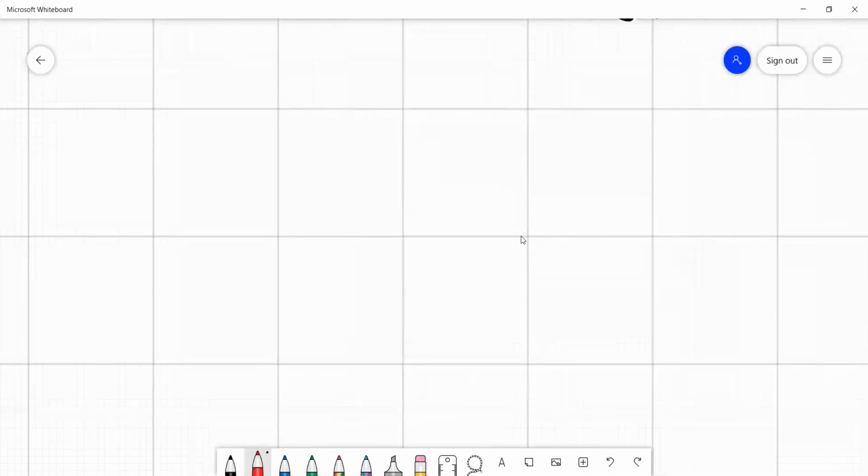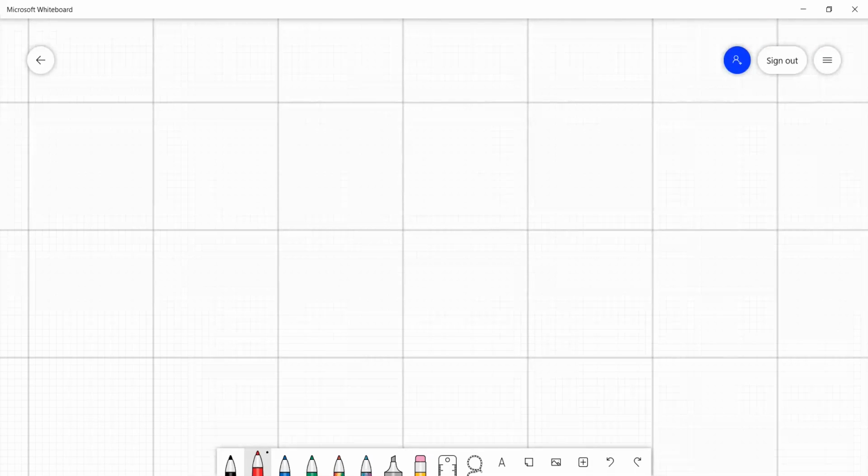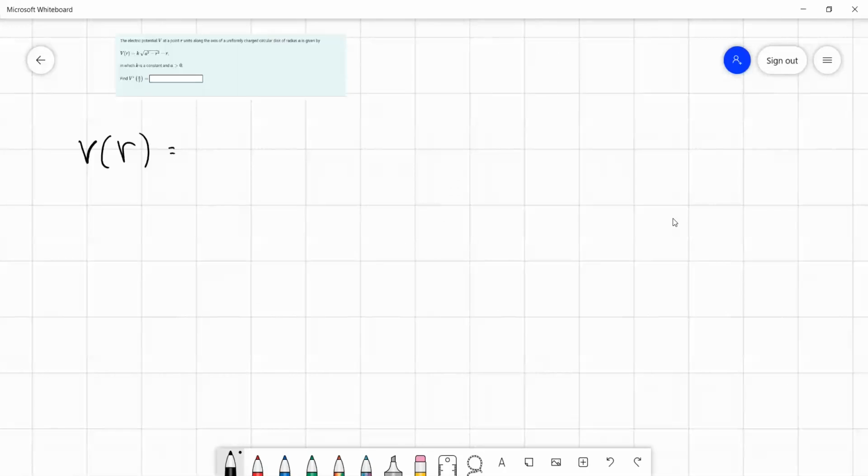Okay, so let's start with the problem then. Let's rewrite the equation in my way and see if that helps us at all. So I would say this is basically k times (a squared minus r squared) to the power of half. So that's the same thing as square root, just a different notation. It's easier to take the derivative this way, minus r.